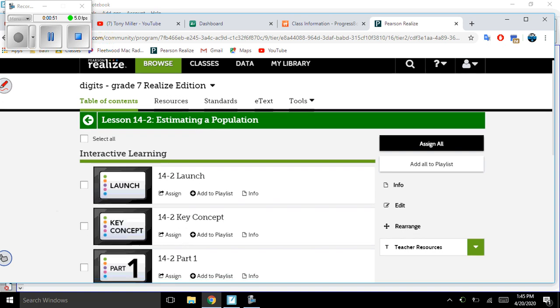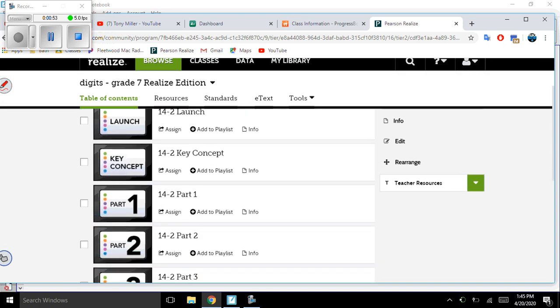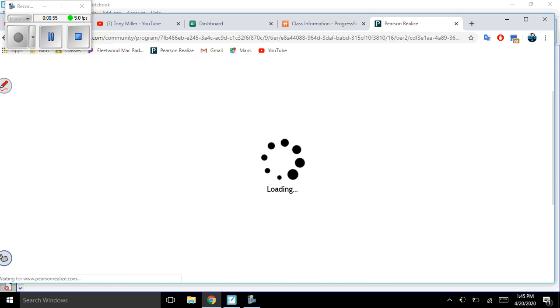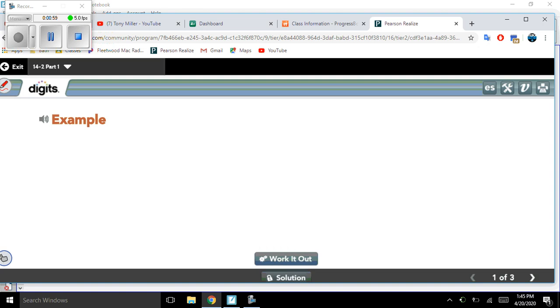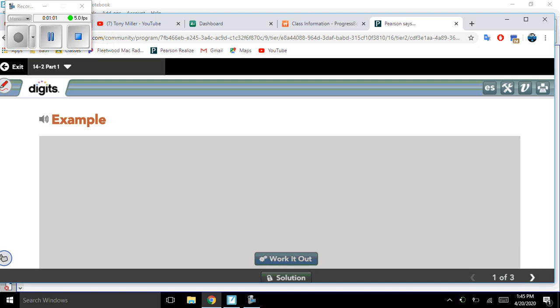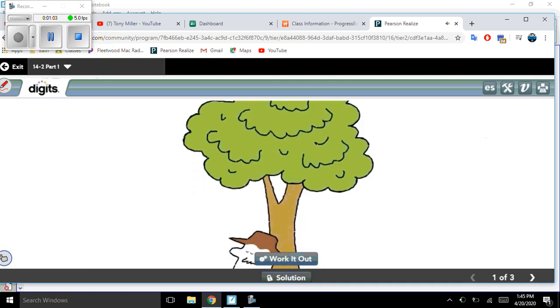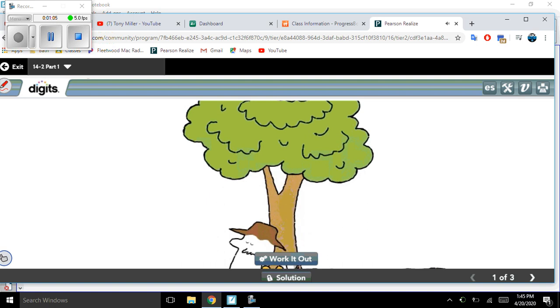If we take a look at what we're talking about, we're going to be estimating a population. And so we're going to go straight to 14.2. And on 14.2, we're going to take a look at an example right here with robots and humans looking ahead down in the future.